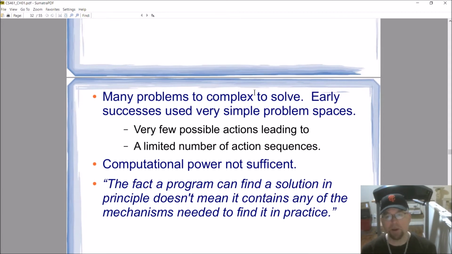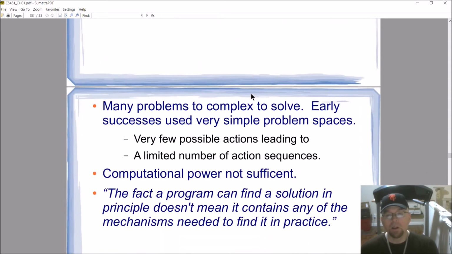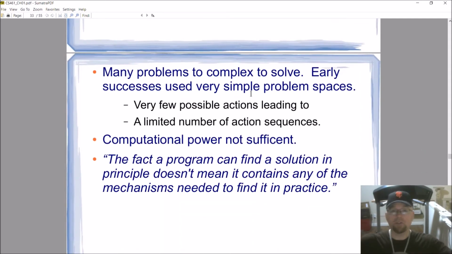Okay, so basically the problem that they were running into was that the power of the computers at the time was not sufficient, right? There was a limit, a hardware limit, essentially. So there's a quote from the textbook that says that the fact that a program can find a solution in principle doesn't mean it contains any of the mechanisms needed to find it in practice. So what that means is you can write the program that might be able to solve the problem, but if you don't have the hardware to run that program fast enough, you ain't solving anything, right? Because you'll be dead before the program spits out the answer. Okay, so a lot of those problems, way too complicated.